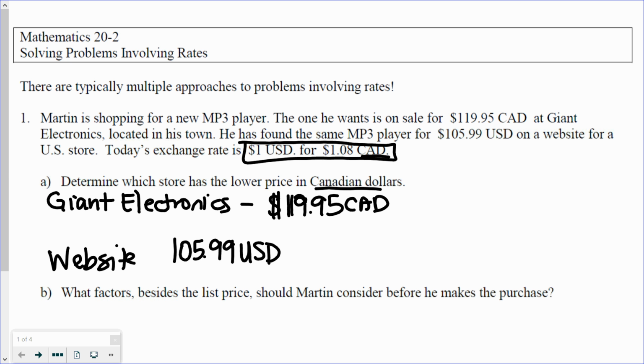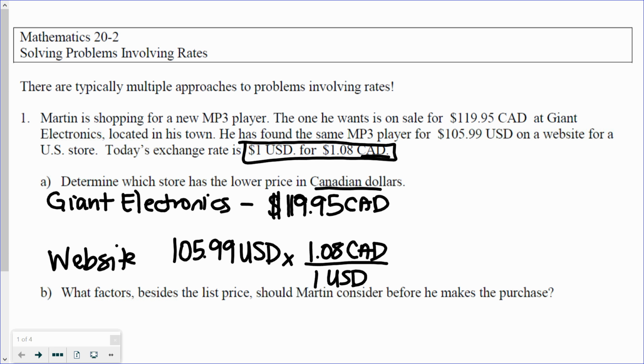So this is what that big table from yesterday's lesson or last day's lesson actually was doing. It was converting $1 US to how many equivalent Canadian dollars. So I need to use that conversion factor. So I want to put my Canadian dollar on top. So 1.08 CAD, Canadian dollars, is the same thing as $1 US.